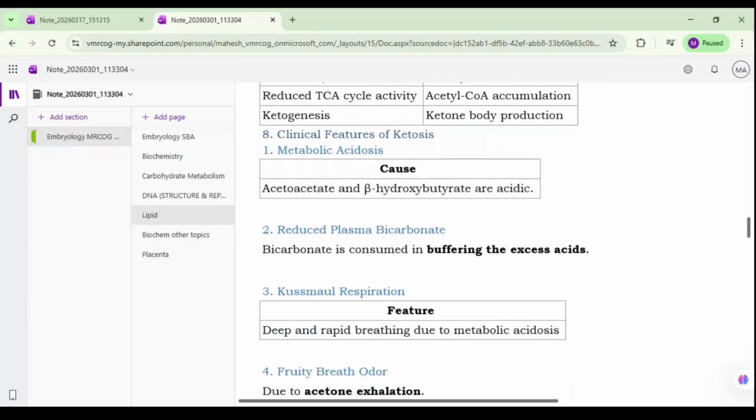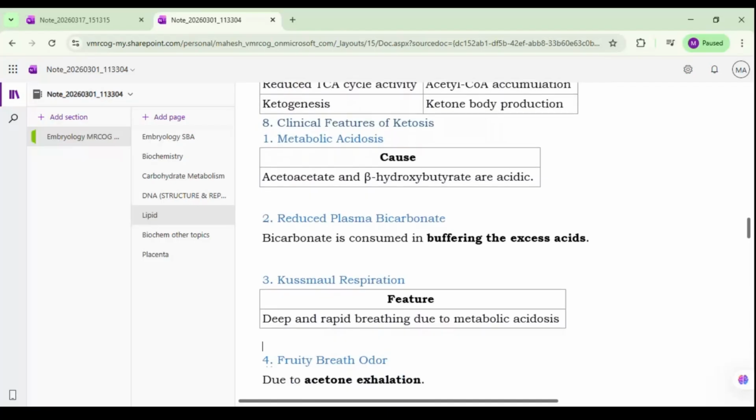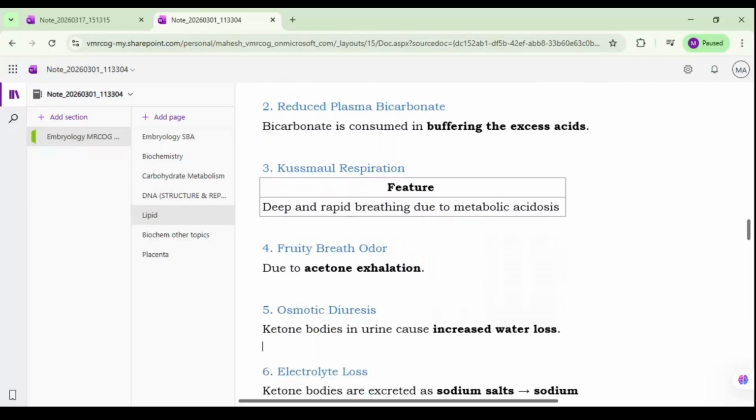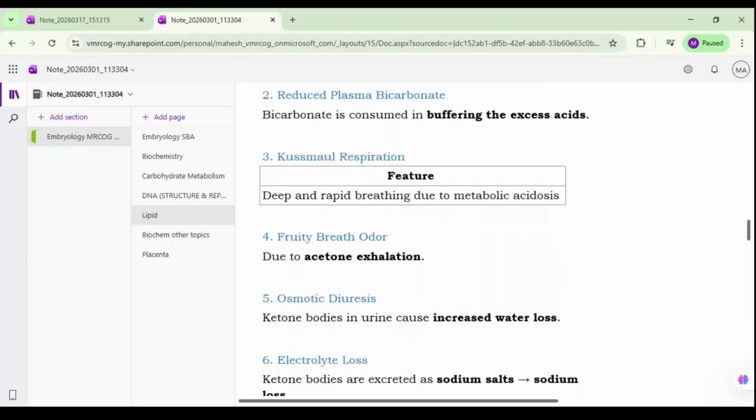Okay, so clinically, what do you get? Metabolic acidosis. Acetoacetate and beta hydroxybutyrate are acidic in nature. So reduced plasma bicarbonate will be there, as bicarbonate is consumed in buffering the excess acid. There will be deep and rapid breathing due to metabolic acidosis. Then there will be a fruity breath odor, which is due to acetone exhalation.